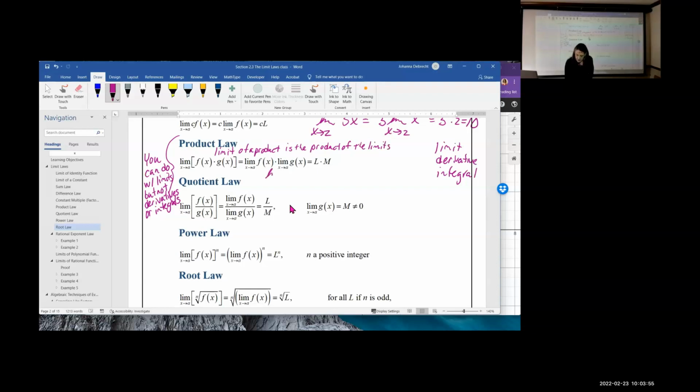Which means if I have the limit as x approaches 2 of x plus 2 times x minus 4, I can split this into the limit as x approaches 2 of x plus 2 times the limit as x approaches 2 of x minus 4. Right?